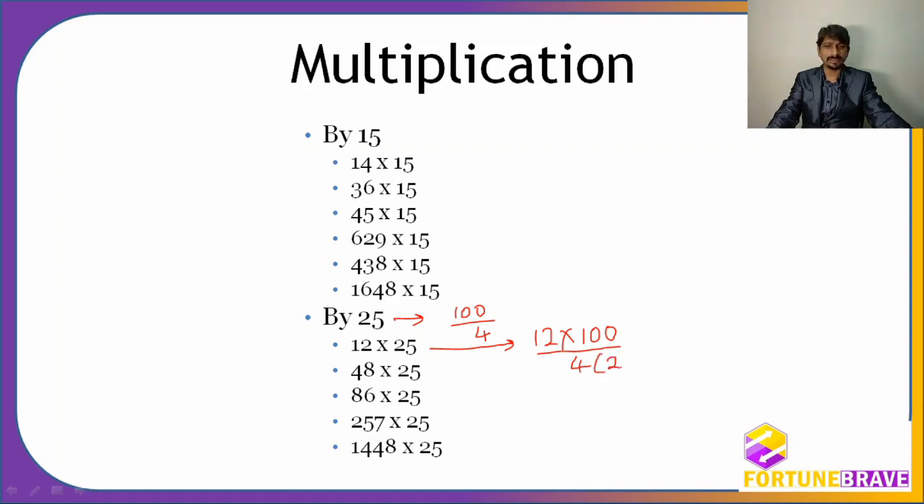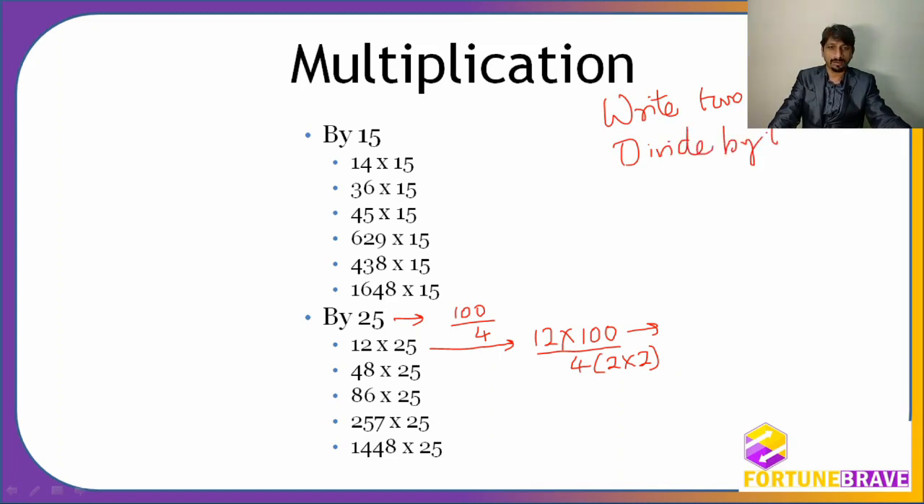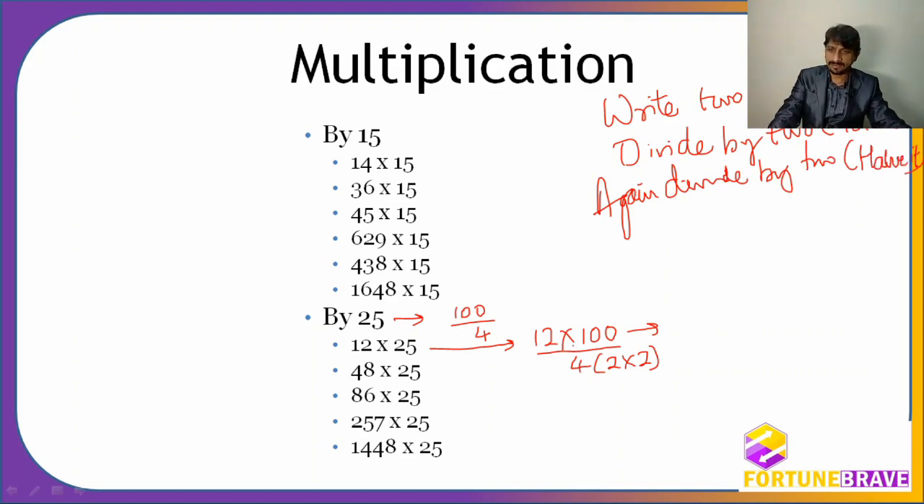Now, divided by 4 means what? Again, I am going to split this as 2 into 2. So how will this method work? Write two zeros. Divide by 2 or halve it. Again divide by 2 or halve it. Are you getting this? Very easy. So let us see.